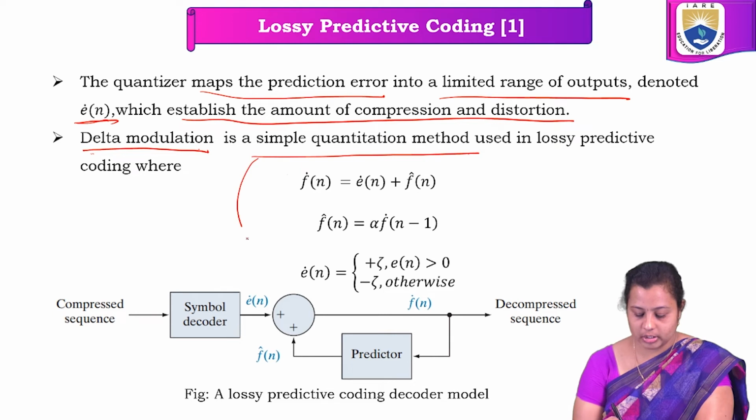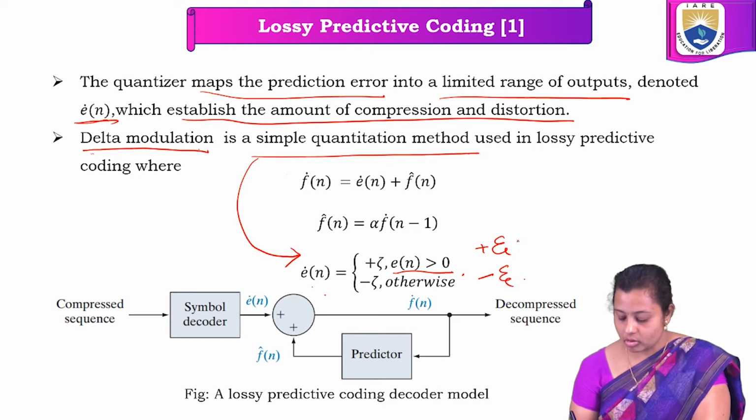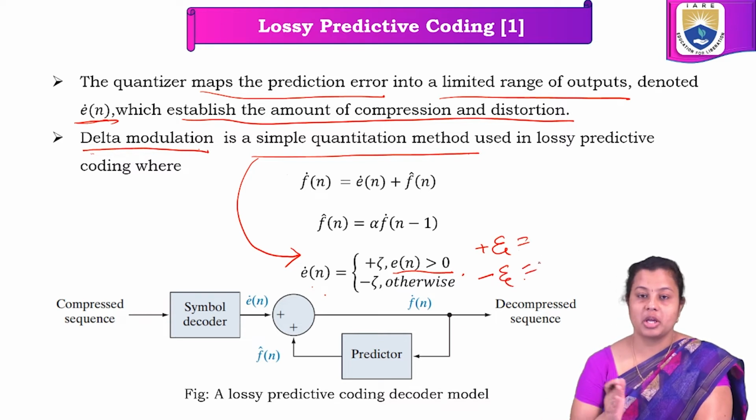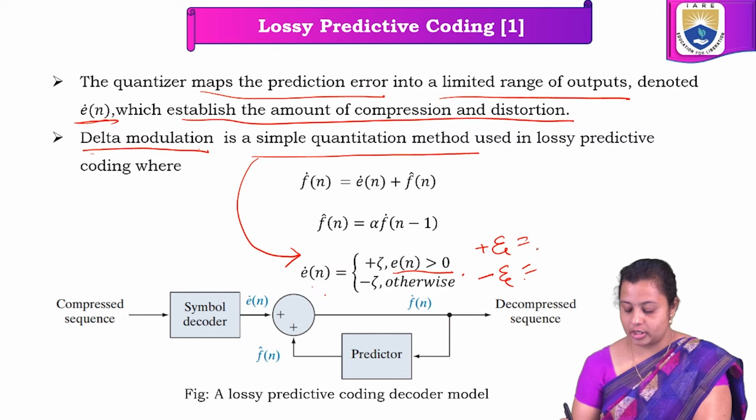What is delta modulation? The equation here defines it. This e dot of n, which is the quantized error, is equal to positive e, or positive error, when the error e of n is greater than 0. If the error is negative, then we give the value as minus e. This value is application specific, right? So based on my application and the reconstruction error trade-off, we choose this value.